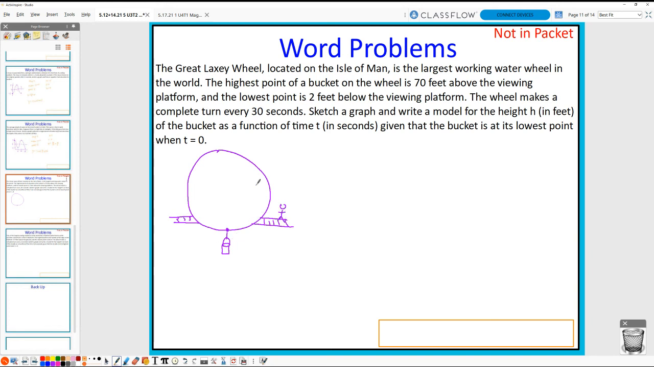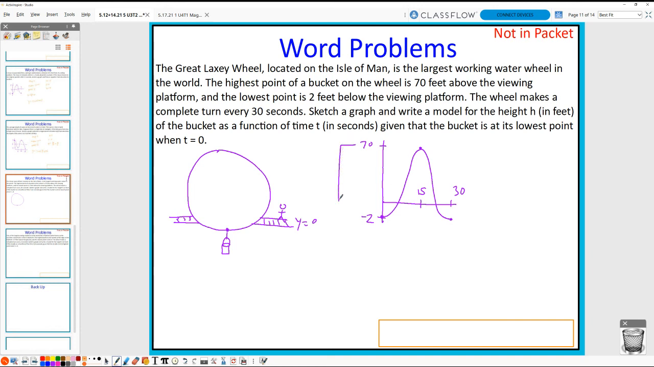Anyway, what I would do is call this y equals 0, my walkway, because it says 2 feet below, so that might be more helpful when I'm trying to sketch this out. 2 feet below, so negative 2 here. At its highest point, it is 70 feet above. And I'm starting at the lowest point. It takes 30 seconds to make a complete turn, meaning at 15 seconds, it will be up here. Okay, so that's my graph.